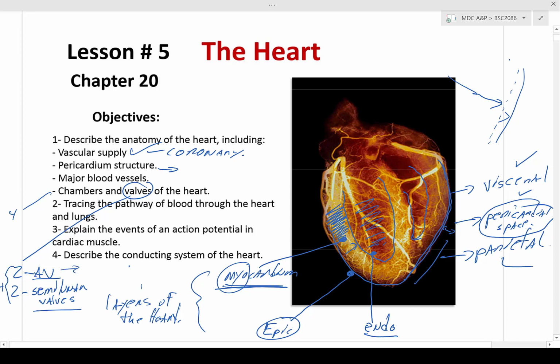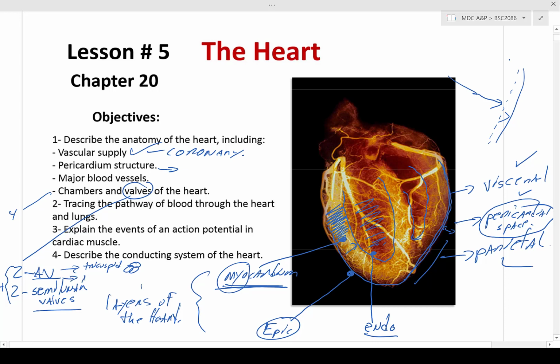So the 2 AV valves, finishing what we started, the one on the right is called the what? Tricuspid. Why do we call it tricuspid? Because it has 3 cusps. When you look on the top, that's what you see, like 3 fists. Whenever the valve opens, it goes like this, and whenever the valve closes, it goes like this. That's why we call it tricuspid, because it has 3 cusps.